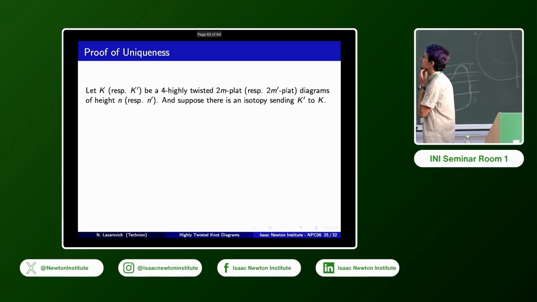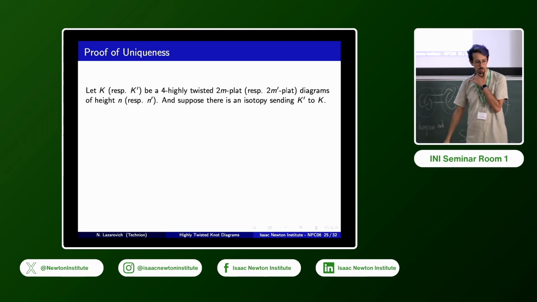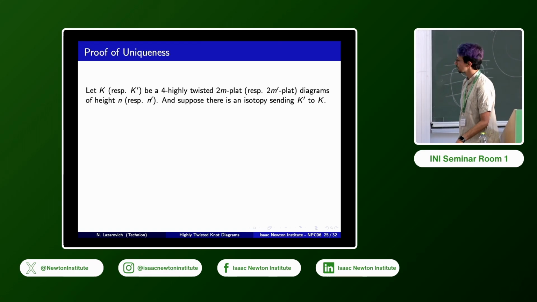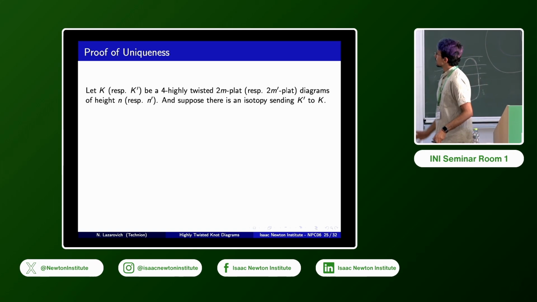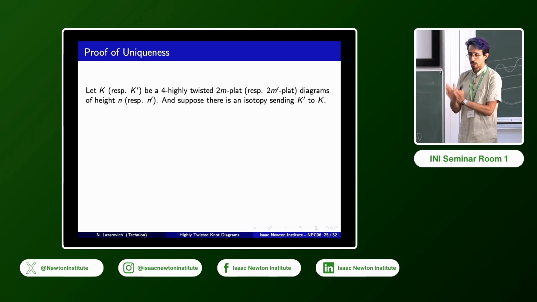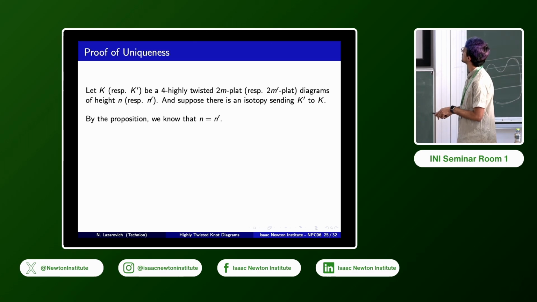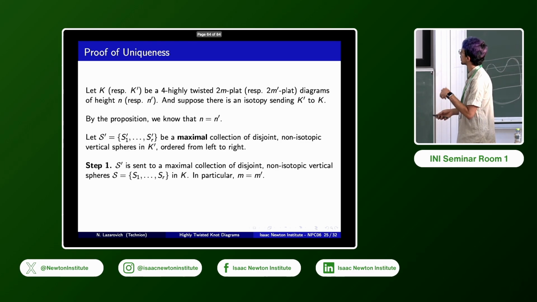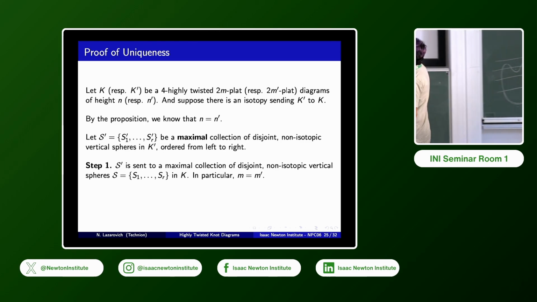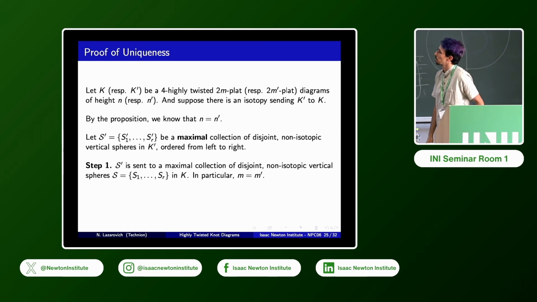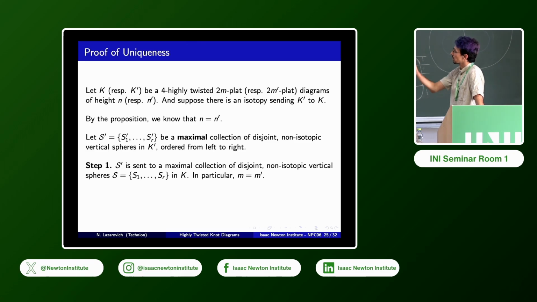Okay, good. So now how do we use those vertical spheres to get uniqueness of the plot diagram? So you start with, we know that each vertical sphere is sent to a vertical sphere. Now, okay? So you can start with a maximal collection of those vertical spheres. Okay, this is stuff we saw. So you can start with a maximal collection of disjoint non-isotopic vertical spheres in one diagram.